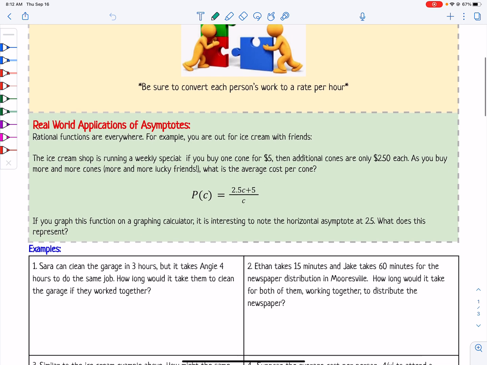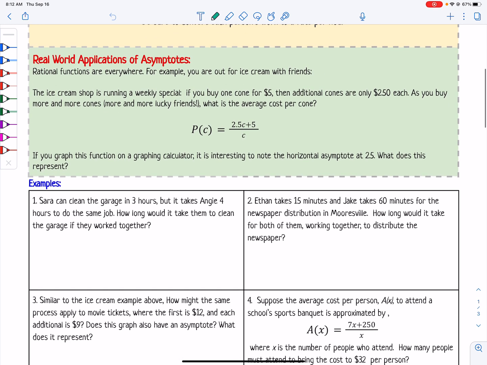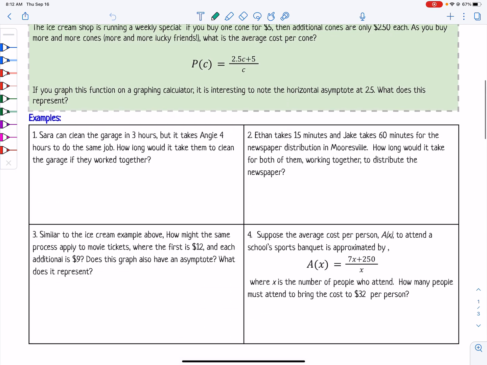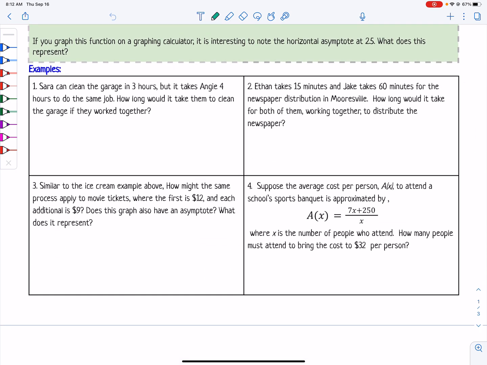The other one is when you have something like this example here. At an ice cream shop, they're running a weekly special. If you buy one cone for $5 and then additional cones are only $2.50 a piece, as you buy more and more cones, more and more lucky friends get ice cream. What's the average cost per cone? Something like that helps us to represent rational functions in the real world. So let's look at a couple of examples down here below.